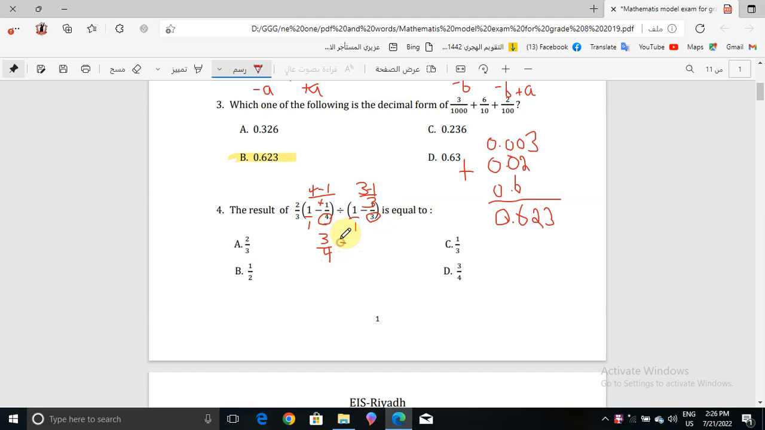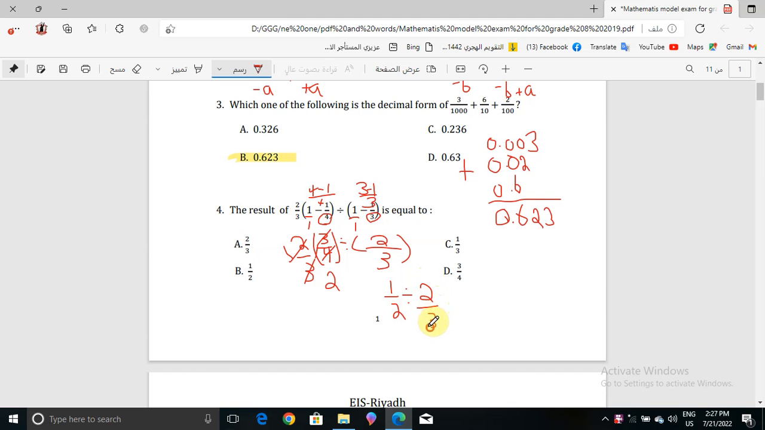Then divide what we have in the bracket, 3 minus 1, which is 2 over 3, right? Then in the bracket here we have 2 over 3 already, multiplied by 3 over 4. So cut 3 by 3 and cut 4 by 2, it will be 1 over 2 divided by 2 over 3.